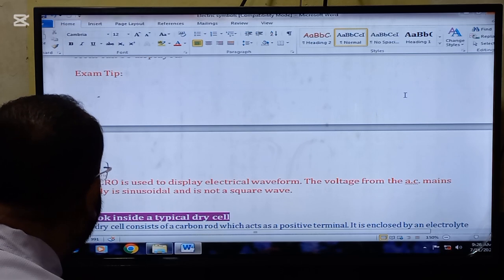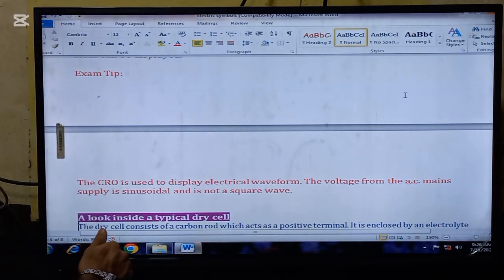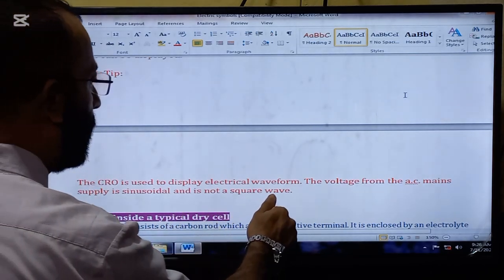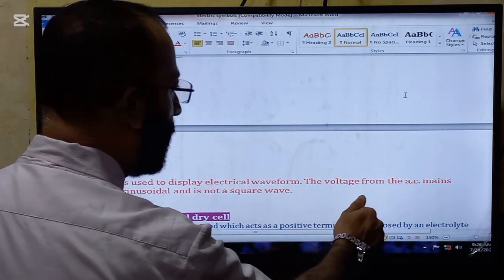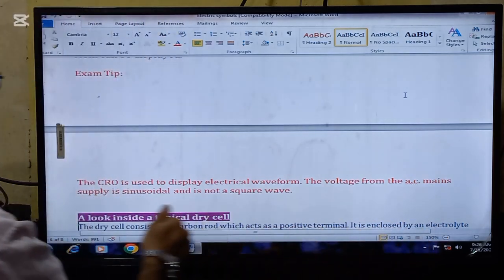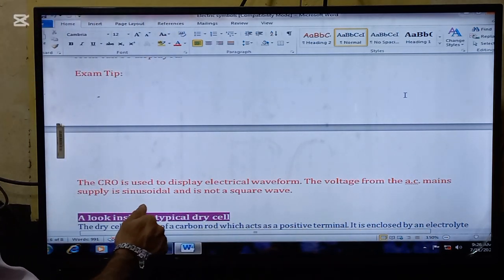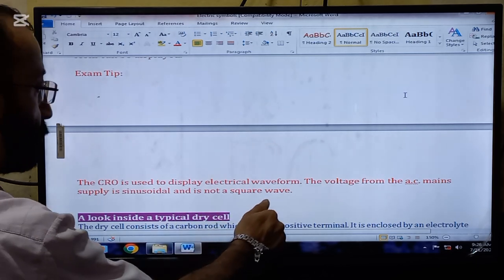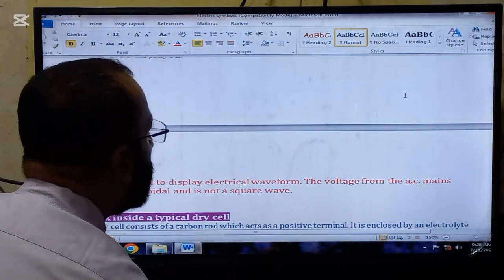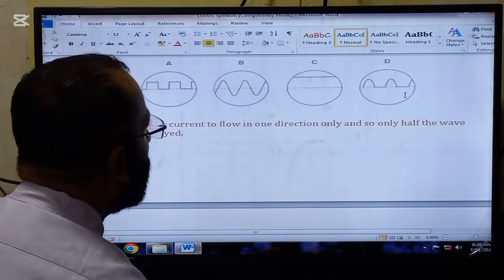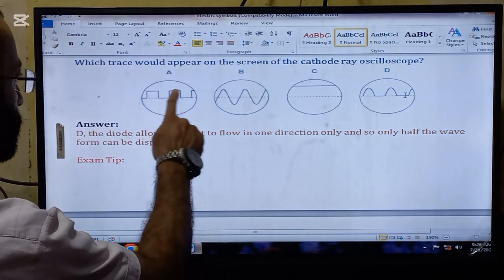The diode allows current to flow in one direction only, and so only half the waveform can be displayed. Here is an example for you. The CRO is used to display electrical waveforms. The voltage from the AC mains supply is sinusoidal and is not a square wave. So, not a square wave.